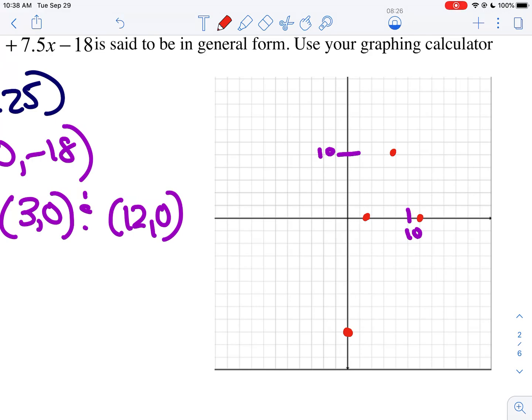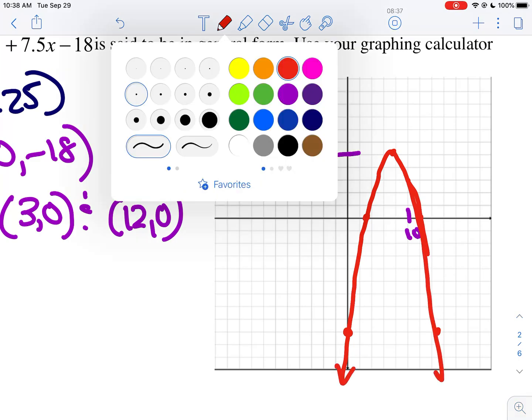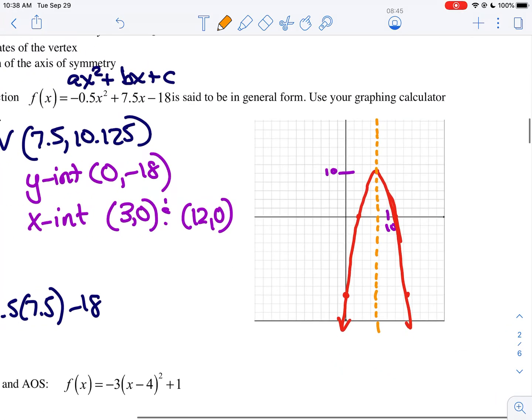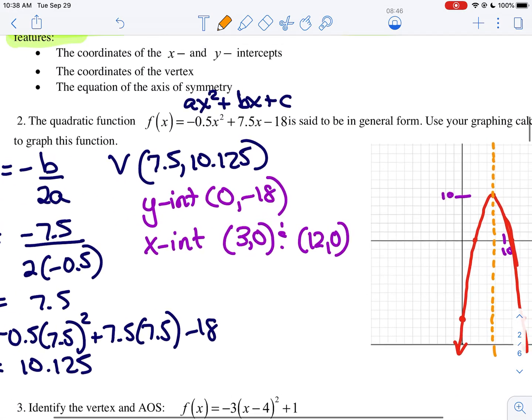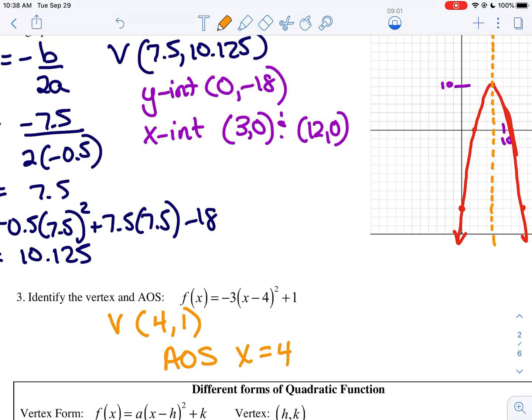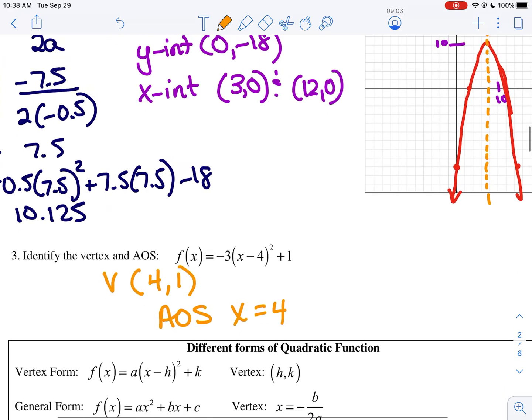And then I think this one's at (15, -18). There we go, it's a nice looking graph. And then there's your axis of symmetry. All right, let me double check that I got everything on here. I think I did. Yep, I got it. All right, number 3. To identify the vertex, it's just the opposite of the inside, same as the outside. The axis of symmetry is a vertical line that goes through the vertex, so it's x equals 4.